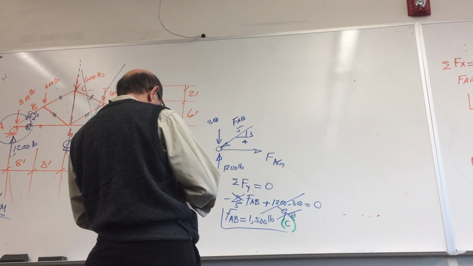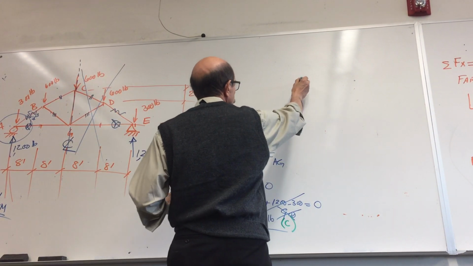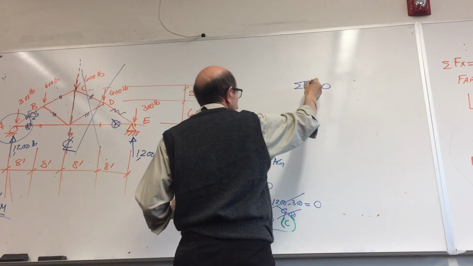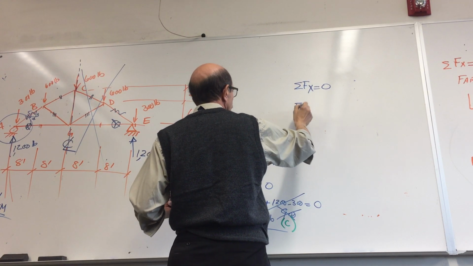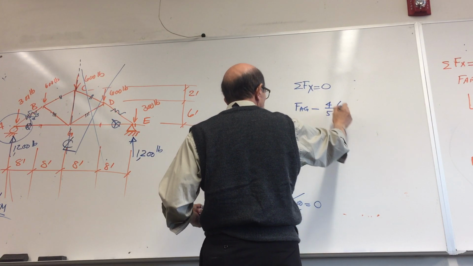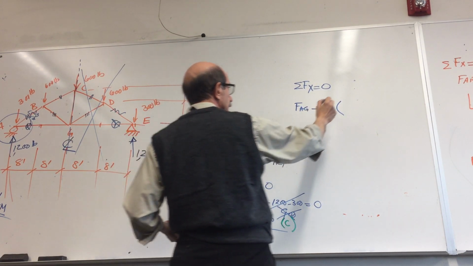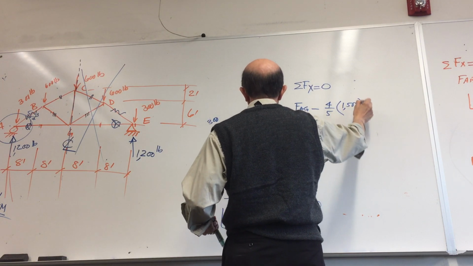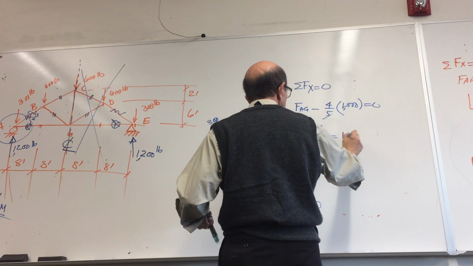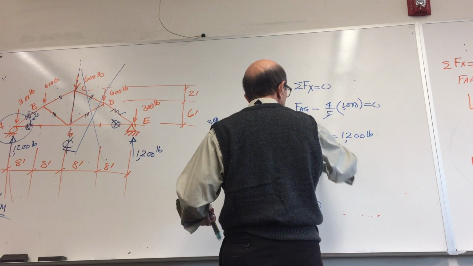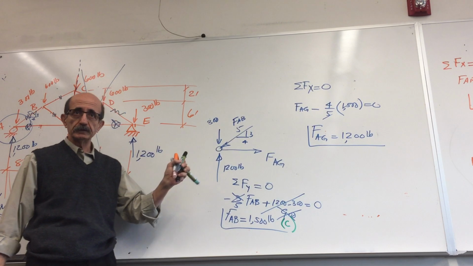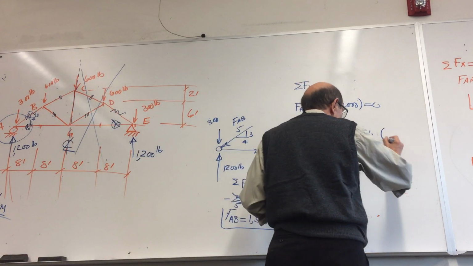Now, next one, summation of forces along y is equal to 0. I'm sorry, the x is equal to 0. So you have FAG, minus 4/5 of FAB, which is 1,500, is equal to 0. So FAG is 1,200. Force is moving away from the joint. That means the corresponding member is in tension.